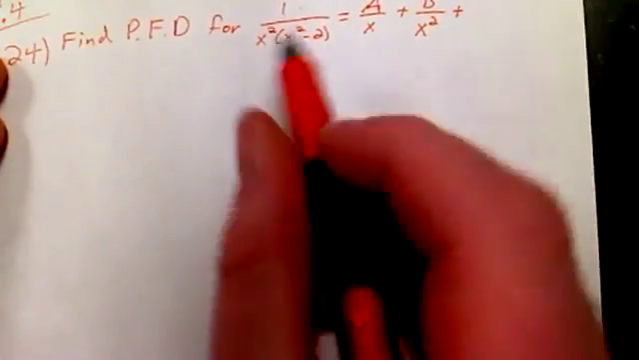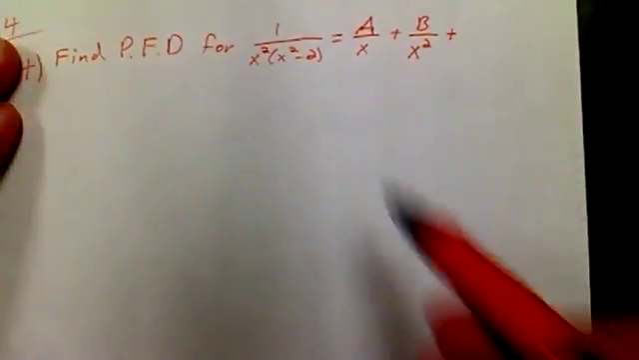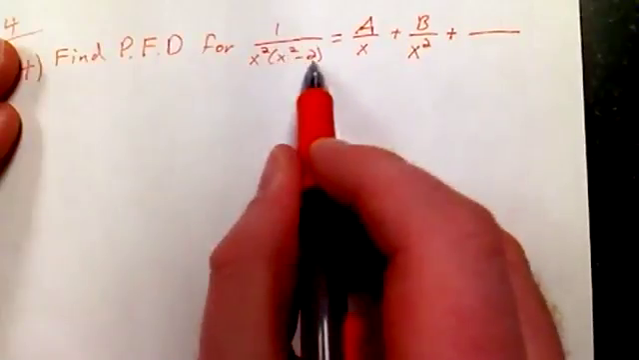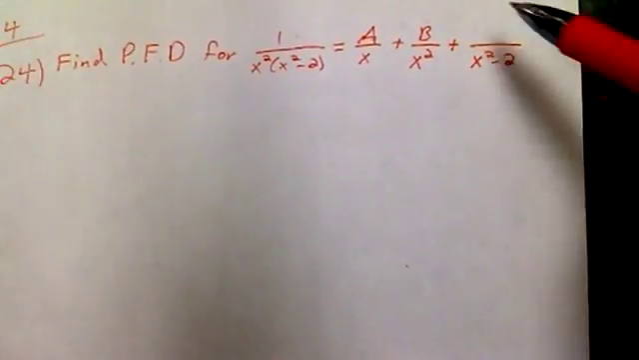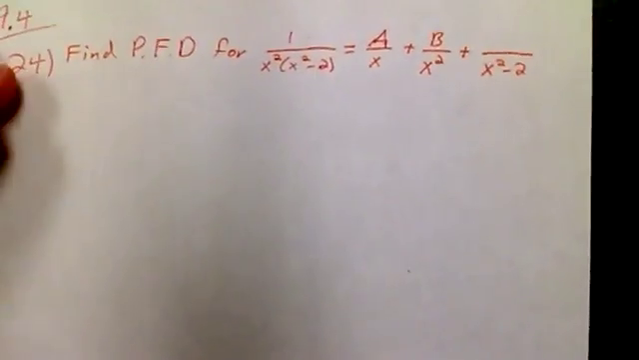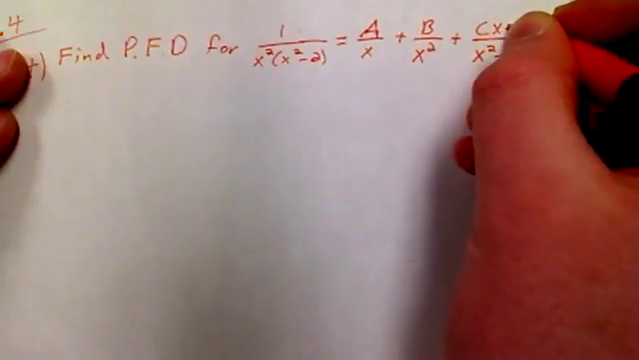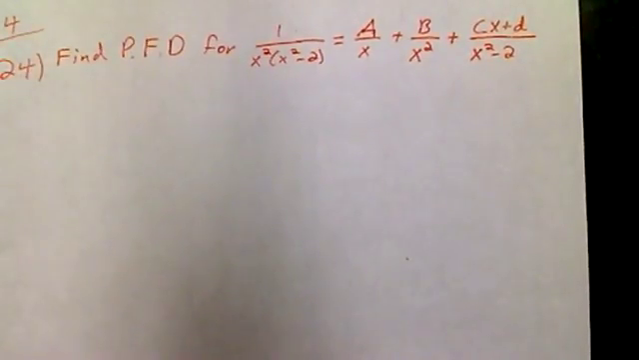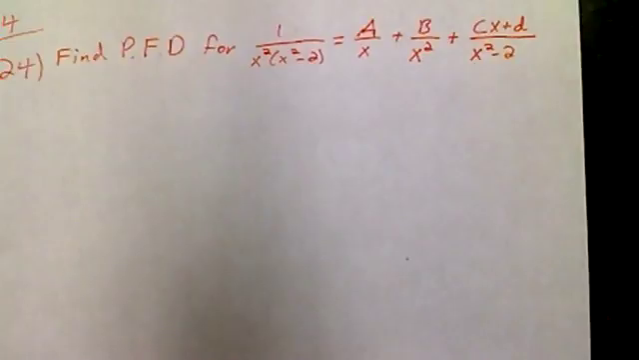Plus, now right here, I have a nonlinear factor, but I can't really break it down anymore. So I know that on top of this one, for the x squared minus 2, for it to be a proper fraction, it could have an x up top. Okay, so I have to take that possibility into account by doing Cx, but it could also have just a constant, so Cx plus D. So this is kind of combining two of those previous ones into a single problem. So this is your setup for this partial fraction decomposition.